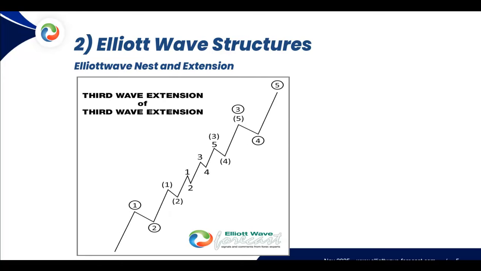This is how it looks with the subdivisions. In this case, it's an extension within wave 3. We're showing this because the gold-related instruments, most of them, are doing this: an impulse in which wave 3 is extended.